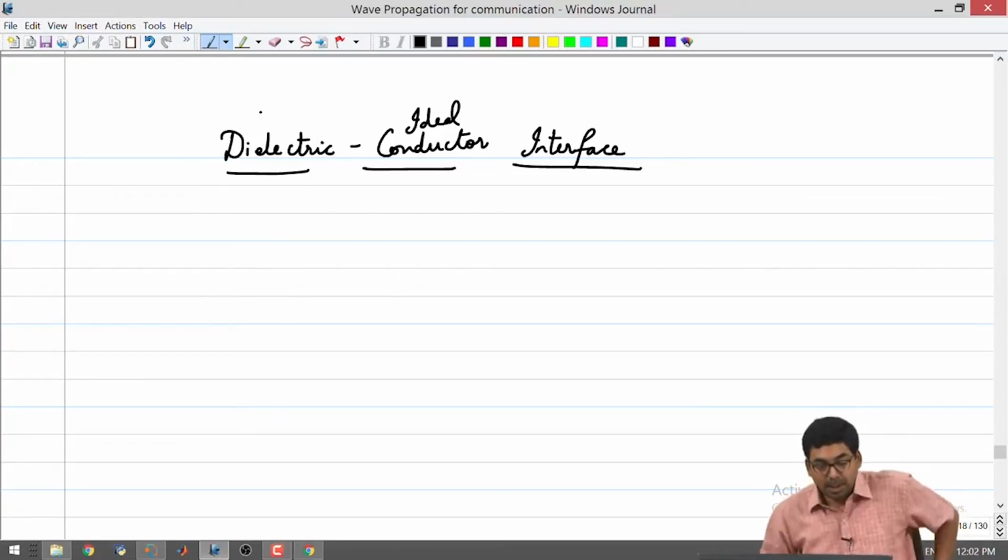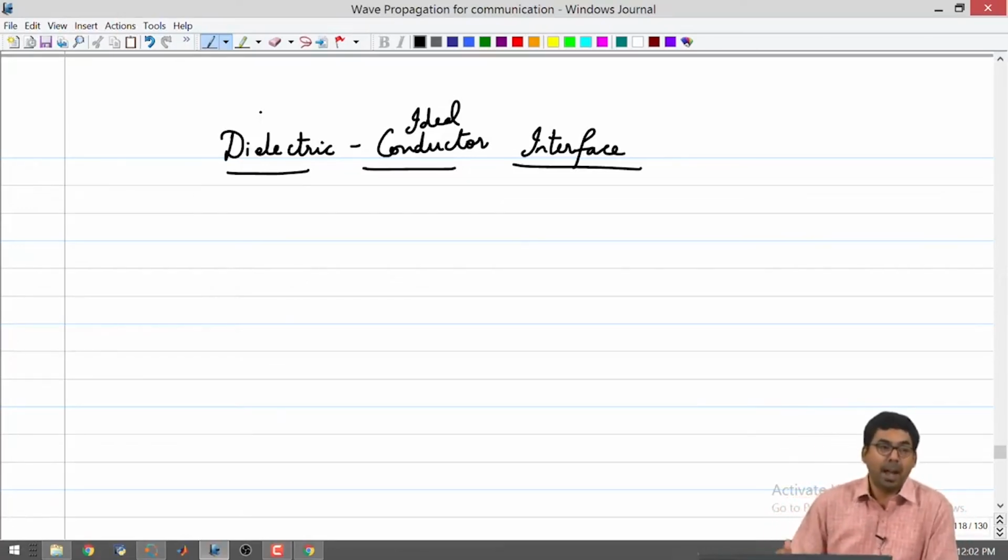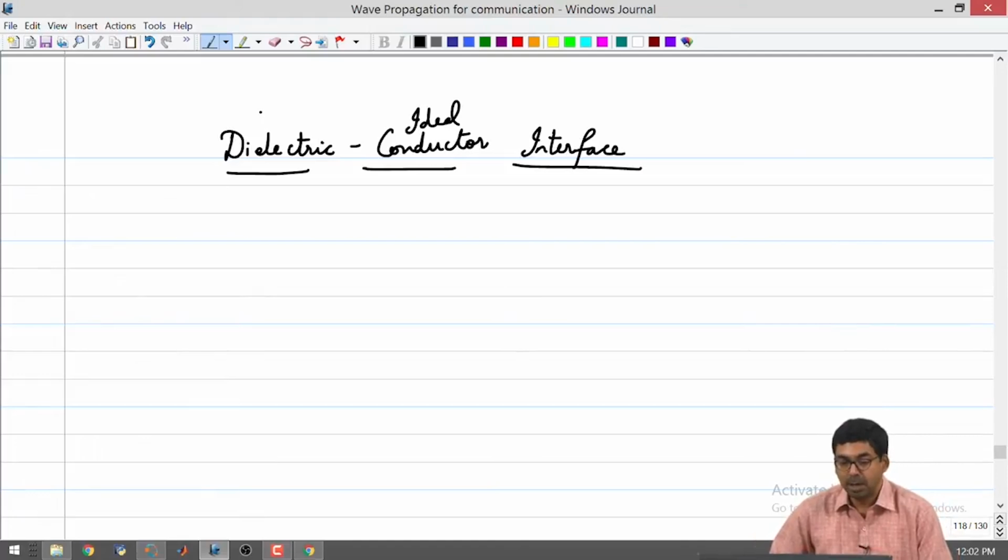So we are starting with the interface between a dielectric and an ideal conductor. Previously we had seen dielectric interface in detail for two polarizations, right. Now we are going to go ahead and see dielectric and ideal conductor interface, right.